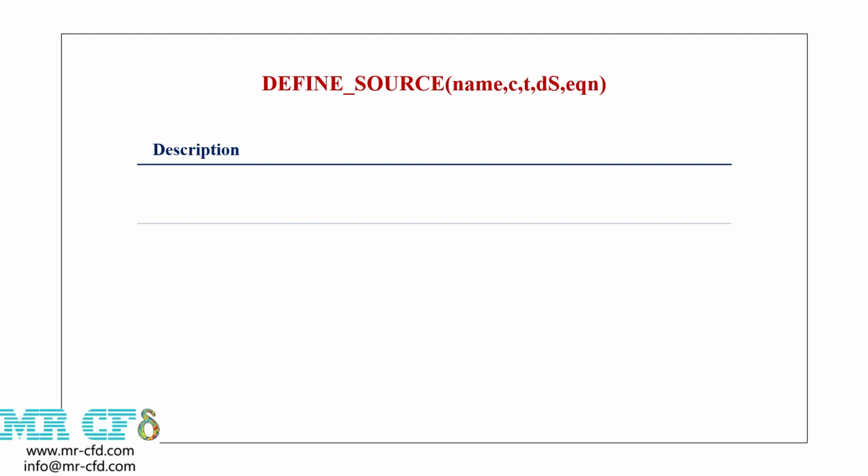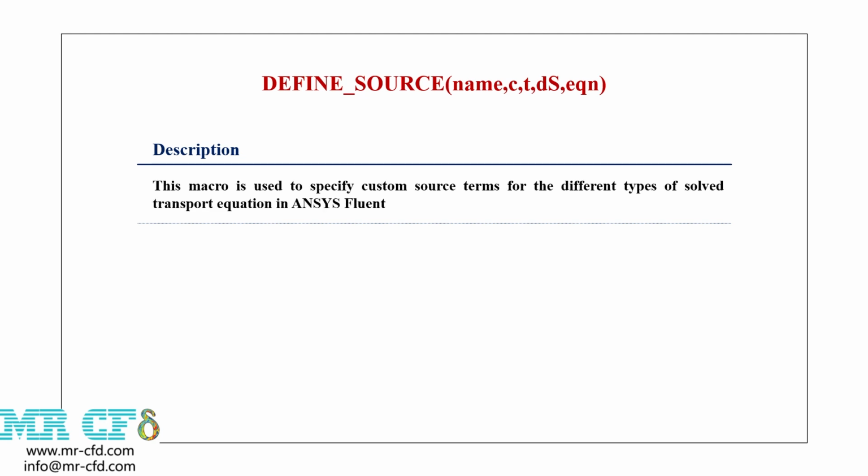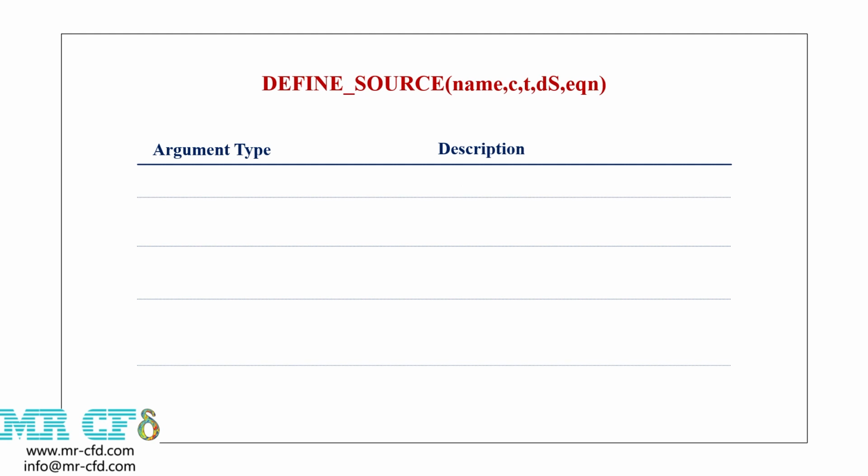Another commonly used example of these macros is the define source macro. This macro is used to specify and define source terms in each of the transport equations. During the solution process, various transport equations are solved by the solver, including continuity, momentum, energy, or turbulence equations like k and epsilon, or species mass fraction transport equations, and so forth. These macros are represented using 5 arguments.